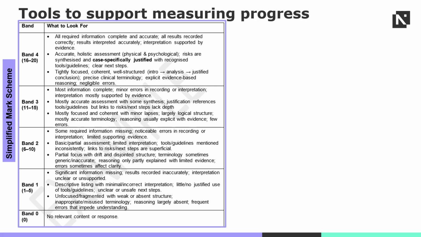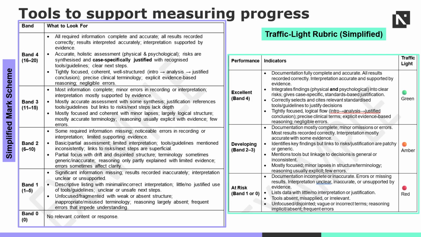So you can use it to set success criteria before writing and to frame feedback after. So it can have phrases, the upgrades, such as "to move from band 2 to band 3, add such and such, or a clear link from your findings to specific risks and the immediate next steps." Next we have a traffic lights rubric. So again, this is making the marking criteria more accessible for your students.